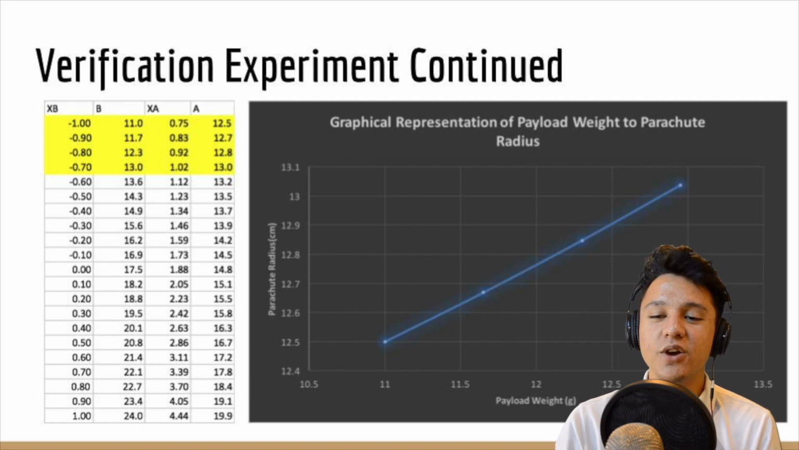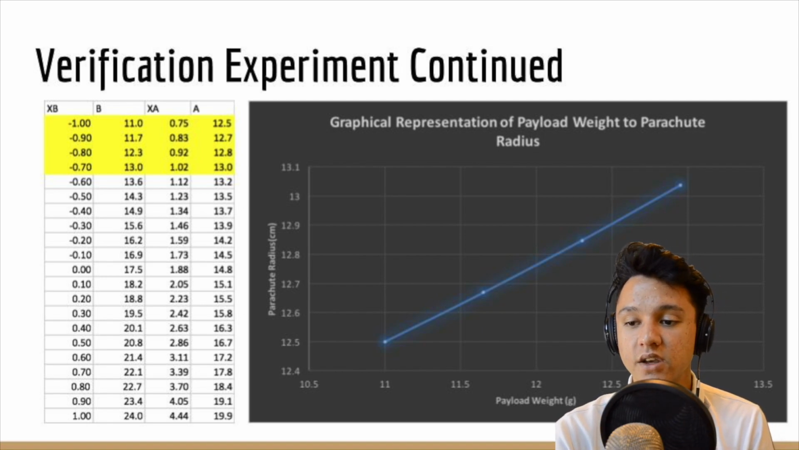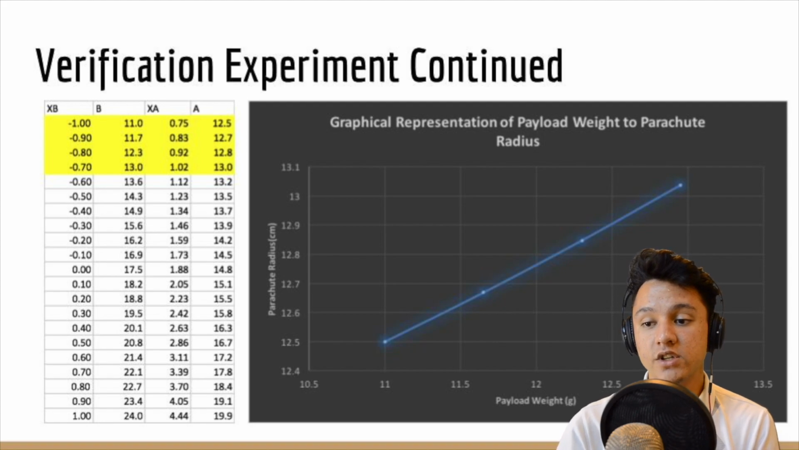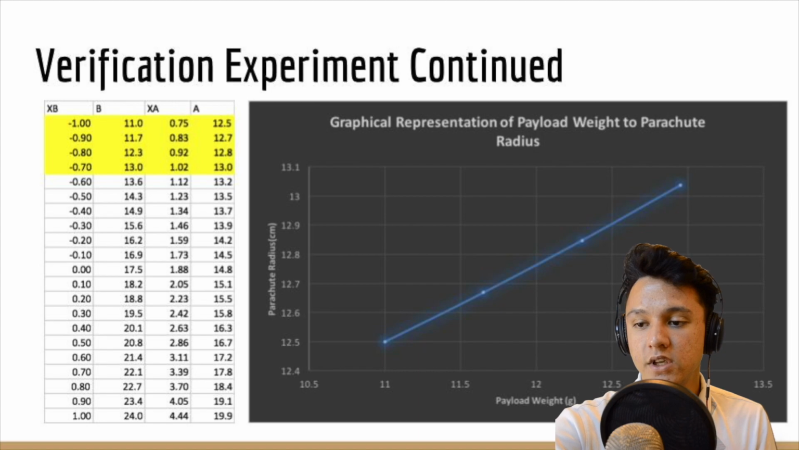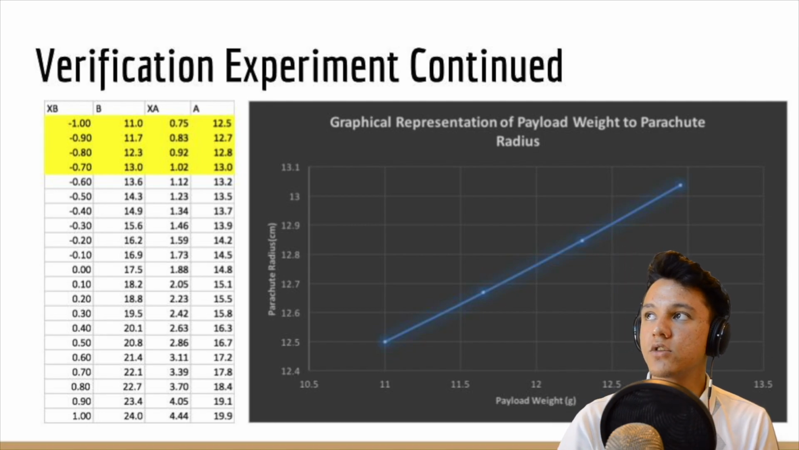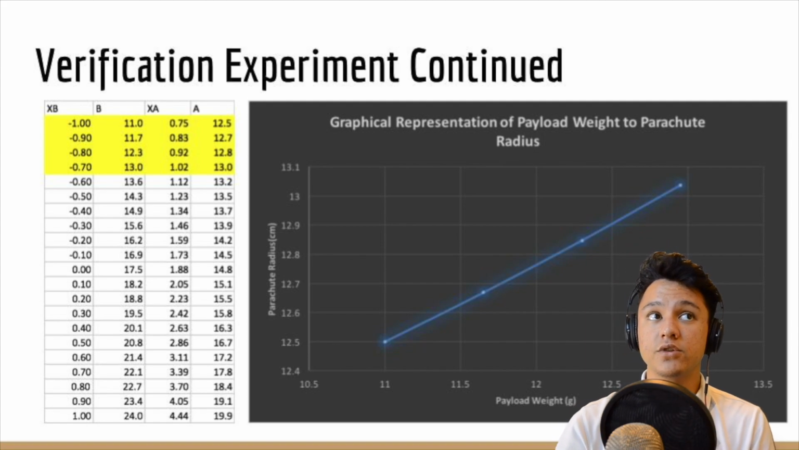Oh, and for XA, we just plug in the equation we got from the last slide, and that takes into account XB because we already have a value for XB, and then we get our XA values, and then we just use another equation to transfer our XA values into the A value. And so what we have for the A value, which is the radius, yes, the radius, is a domain of 9 centimeters to 13 centimeters.